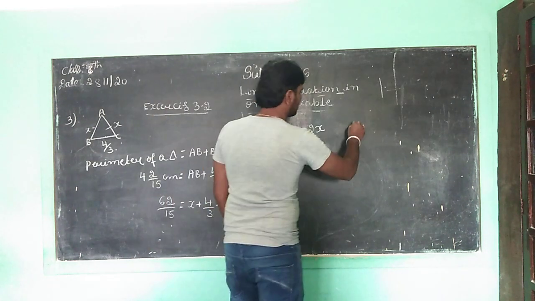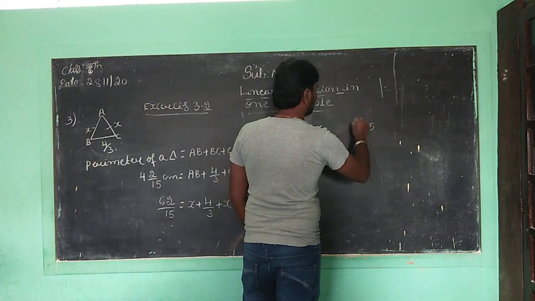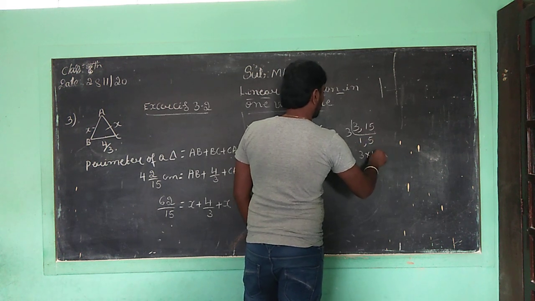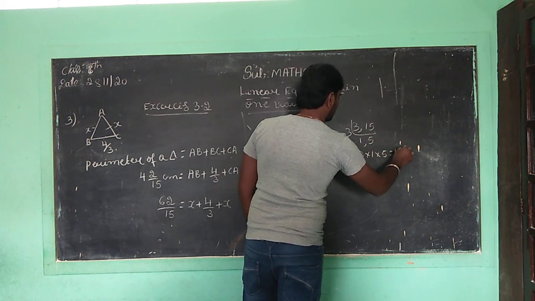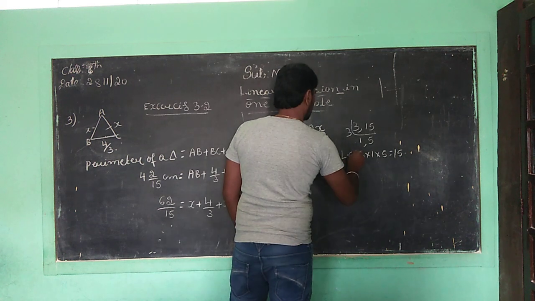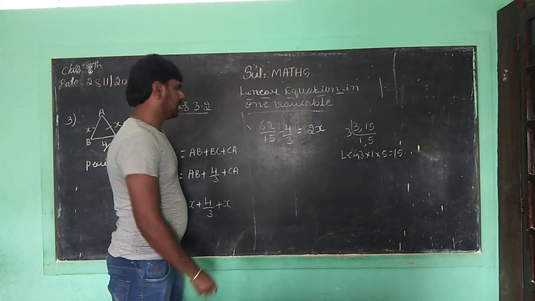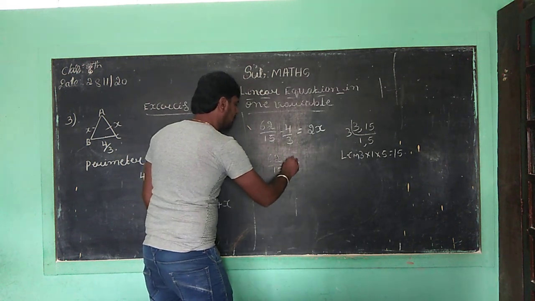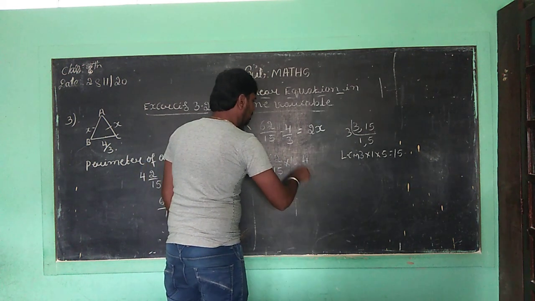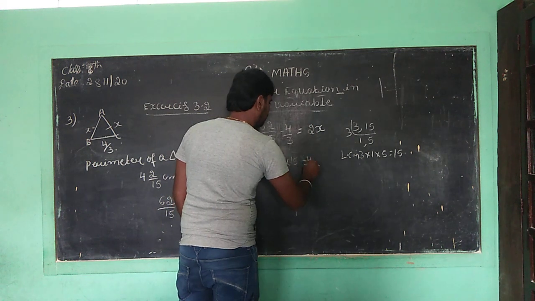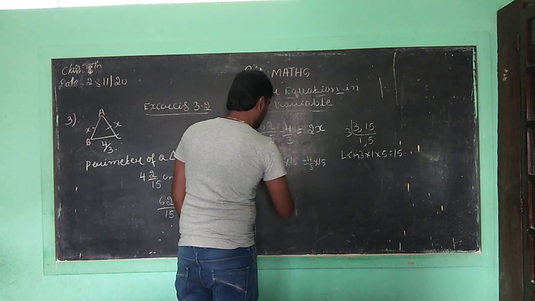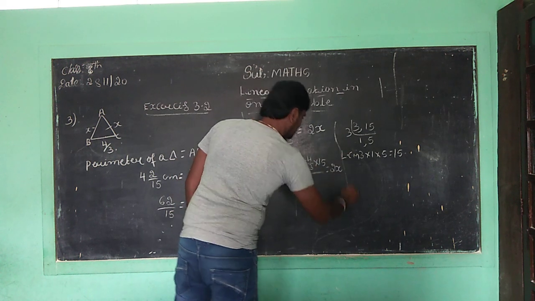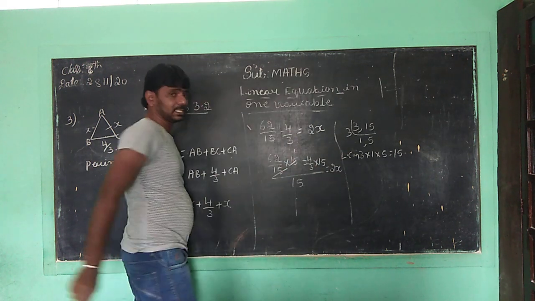Children, now we want to find the LCM of 15 and 3. The LCM of 3 and 15 is 15, children. 3 ones are 3, 3 fives are 15, correct. LCM is equal to how much, children? 15. This is the LCM. So children, we want to take 62 by 15 into LCM, minus 4 by 3 into LCM, all divided by LCM, is equal to 2x, children. Correct? So 15 ones are 15, will cancel.